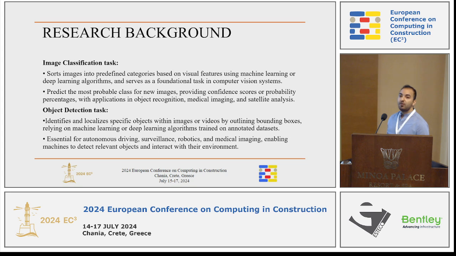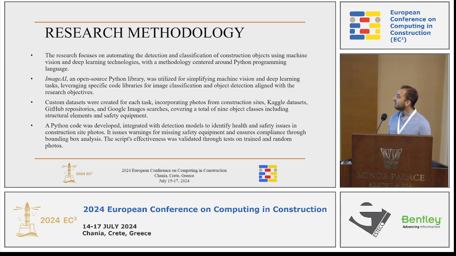Let's now delve into how image classification and object detection tasks function. Image classification involves sorting images into predefined classes based on their visual features, and a successful image classification model can predict the most probable class for new images, providing confidence scores and probability percentages. In contrast, object detection includes identification and localization of specific objects within images or videos by assignment of bounding boxes and confidence scores. Also, this task finds applications in autonomous driving, surveillance, robotics, and many other important sectors.